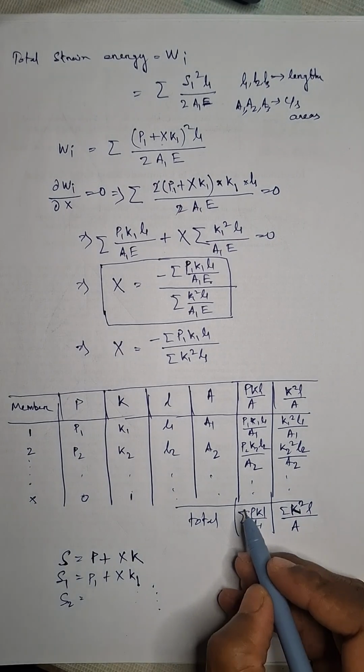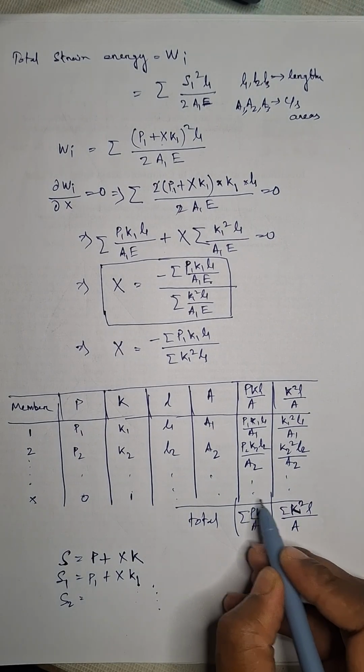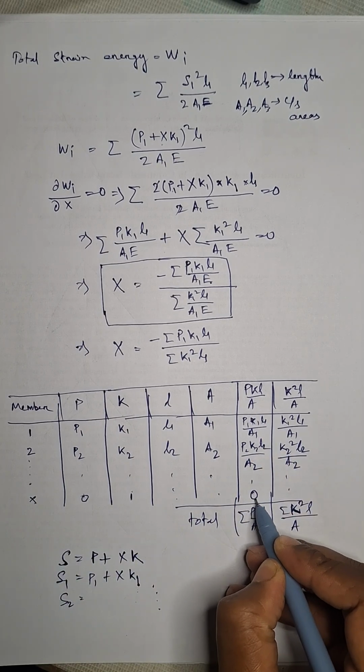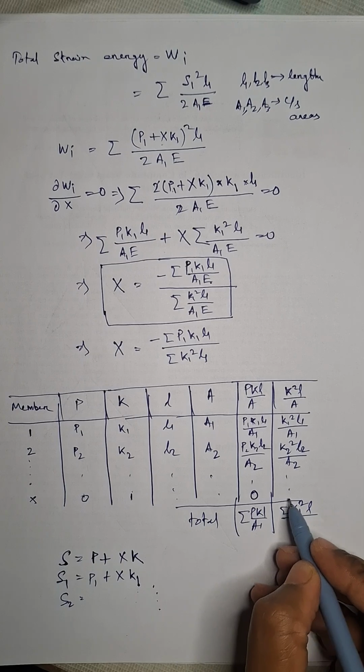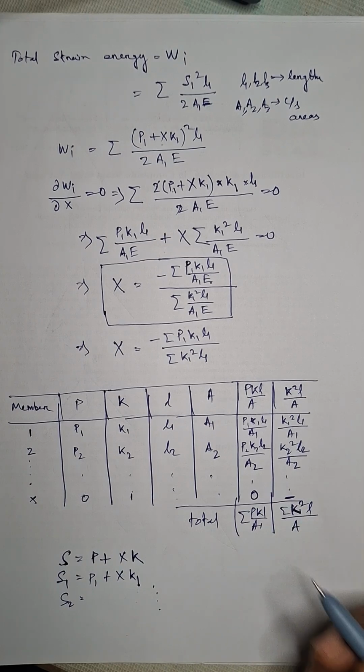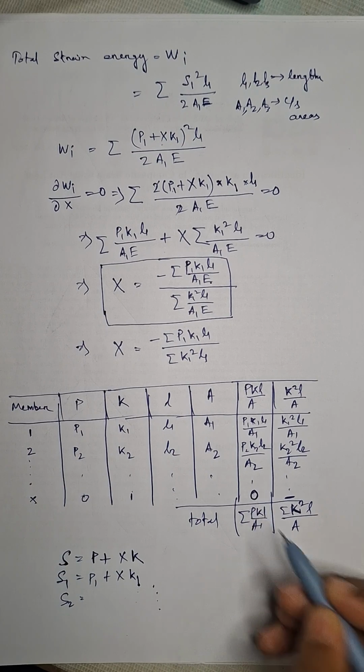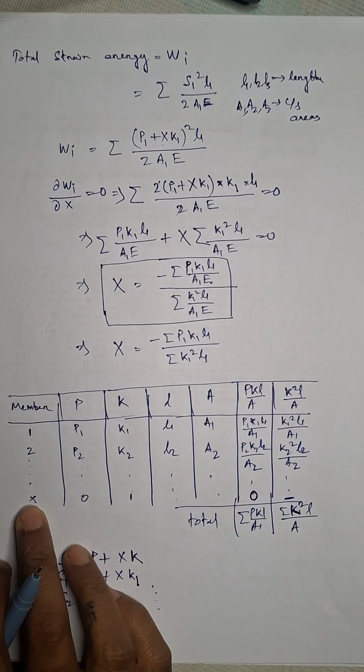What I was trying to tell is that the PKL by A term will become 0 for the redundant member. However, the K square L by A term will come. So make sure you are getting the PKL by A term as 0 for the redundant member.